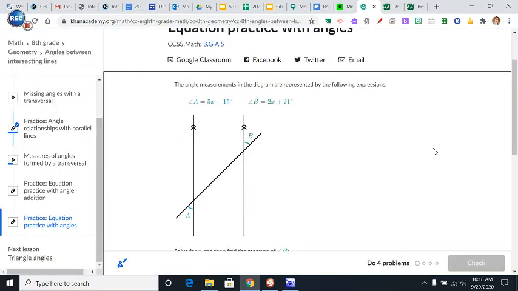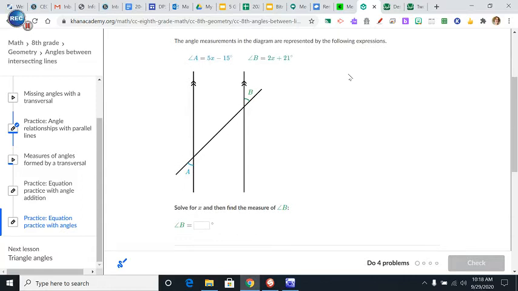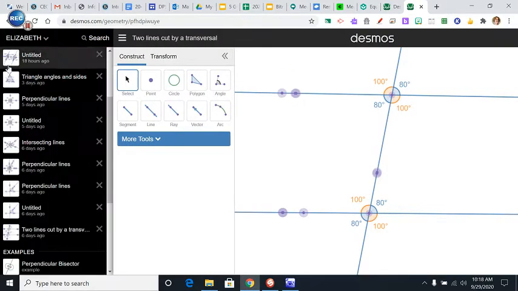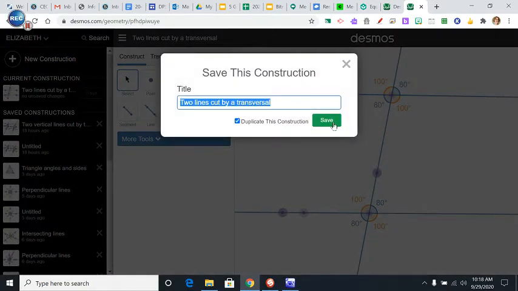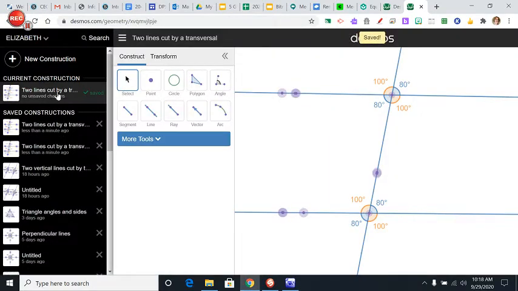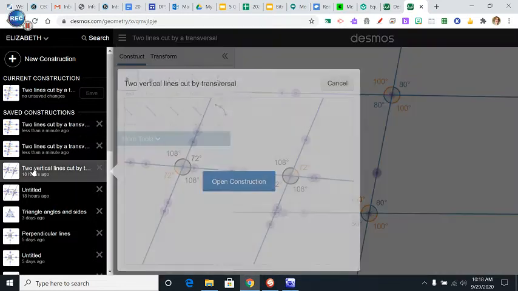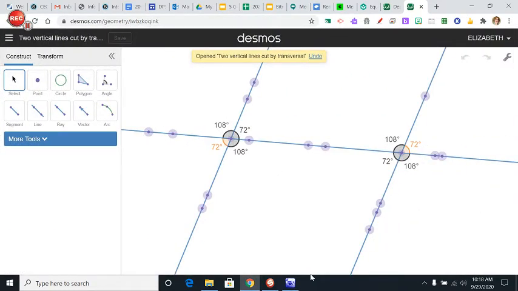The lines don't always show up the same way they are in Desmos. So what I did is I actually did another 2 lines cut by a transversal. And I made the 2 lines, whoops, where'd it go? Here it is. I made the 2 lines more diagonal, more vertical than they were in the first one. So if I'm looking at this picture here, this construction, if these 4 angles here match these 4 angles here, then I know my lines are parallel.